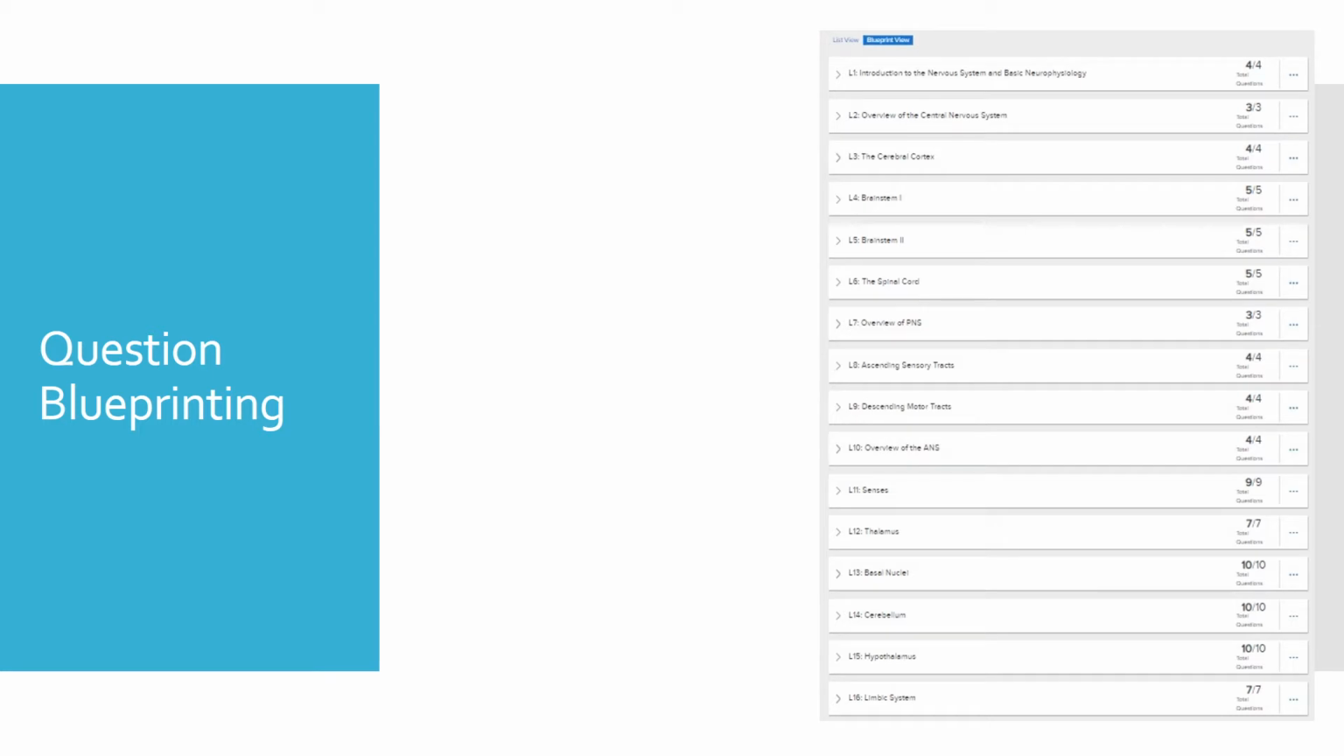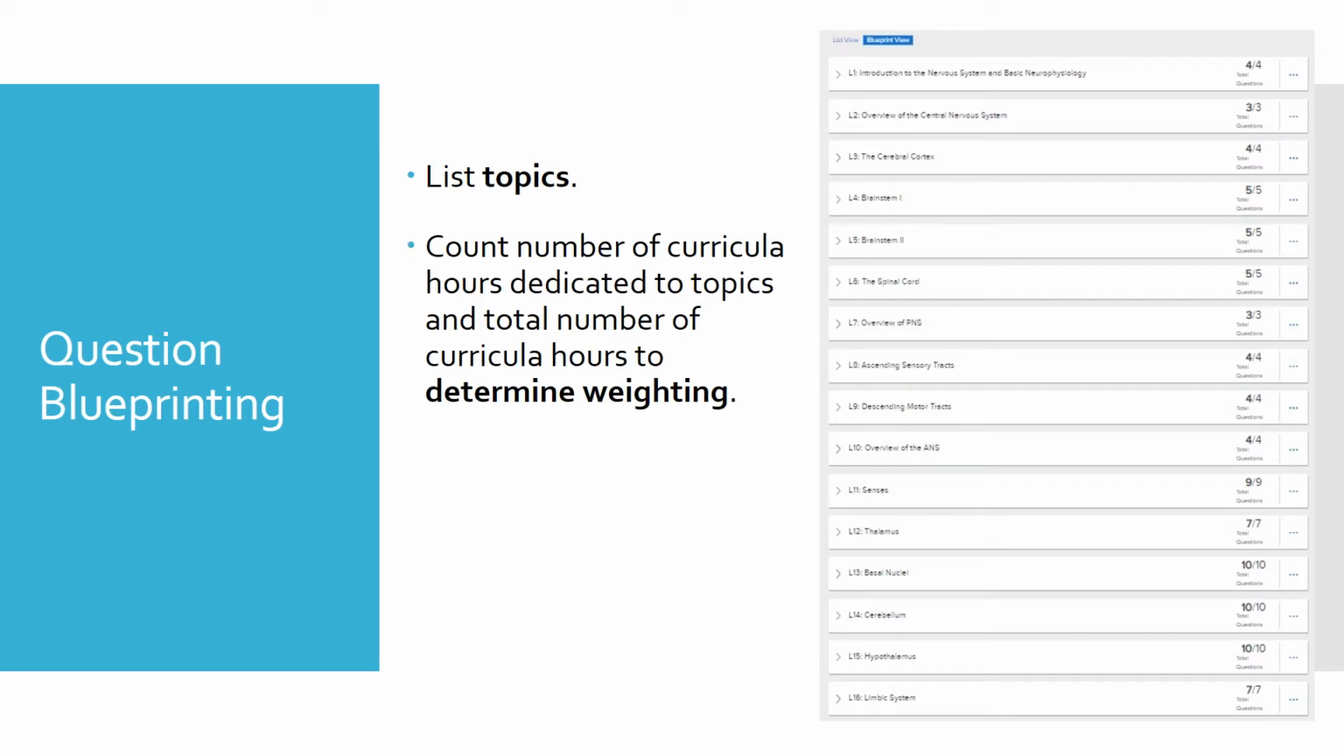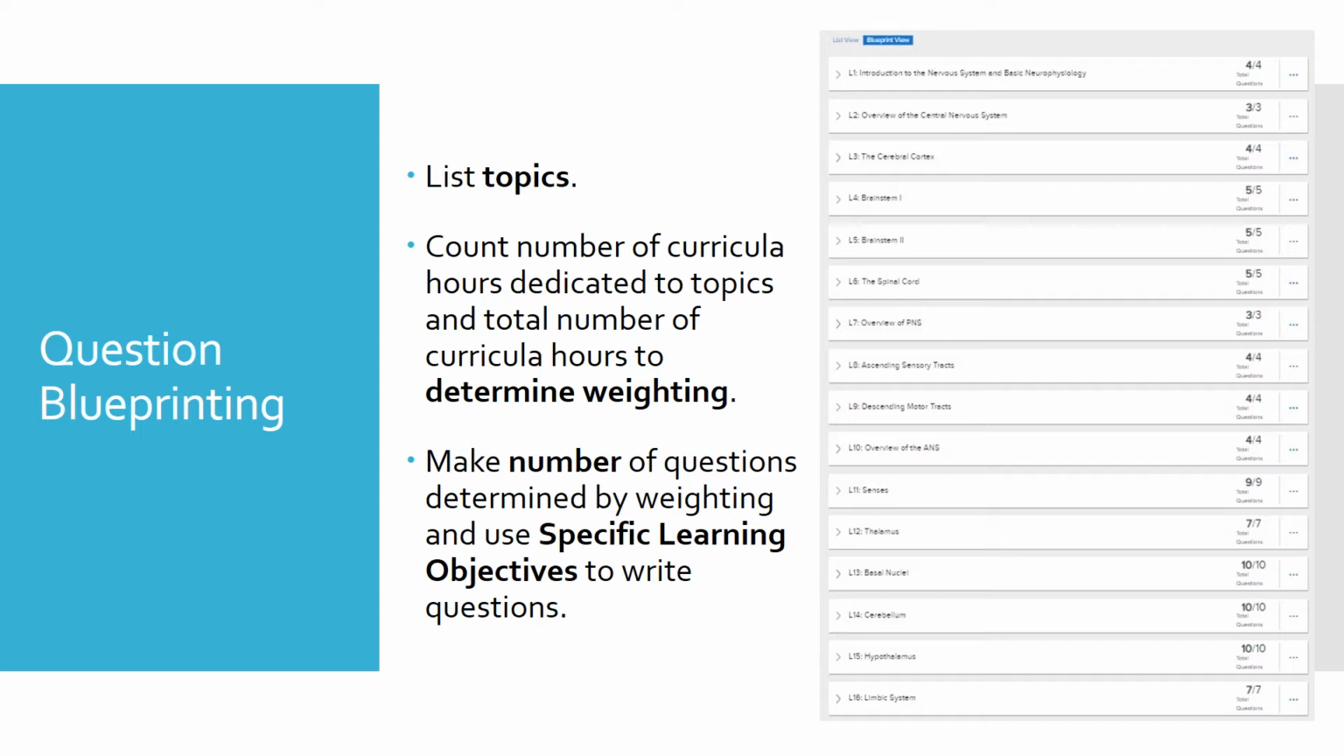So this is a blueprint of their final exam, and the questions that are more heavily weighted, or where there's a greater number of questions, are dedicated to those topics that were covered after the mid-semester exam. I listed the topics first, and then I counted the number of hours that we spent in lectures, labs and tutorials to work out the weighting of each of these topics. Then I made the number of questions determined by that weighting, and then I used the specific learning objectives to actually write the questions.